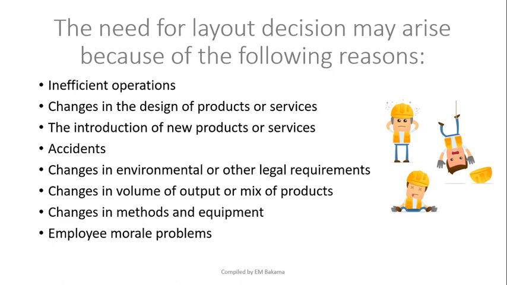I was also talking about accidents, for example. Accidents can happen in a company, and while analyzing the reason why the accident happened, they decide it was because of this and that, and they decide to change. There's also a change in environmental or legal requirements, or changes in the volume of output or product mix. Sometimes a company can decide to manufacture another kind of product that will require a specific layout, meaning they'll now have to change the layout itself.